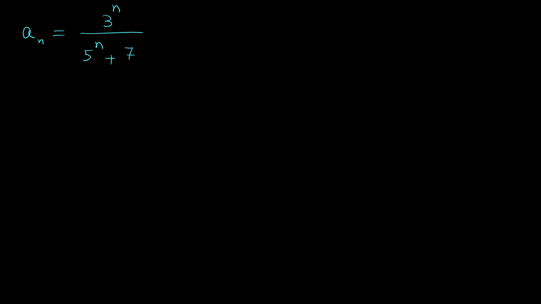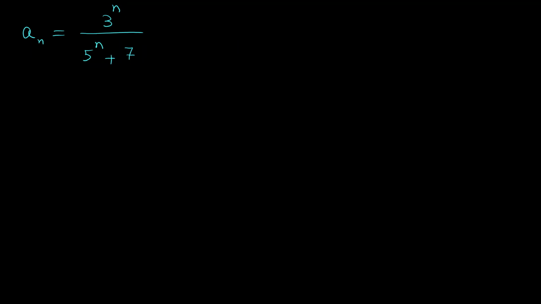Look at this sequence: 3 to the n over 5 to the n plus 7. Here the story is a little different. We have two terms in the denominator, 7 and 5 to the n. Based on the method that we started this video with, you can immediately ignore the 7 because you know that it is an insignificant term. Then we have 3 to the n over 5 to the n. The denominator again is bigger, so this approaches 0. This is a fast way to find the limit of this sequence.